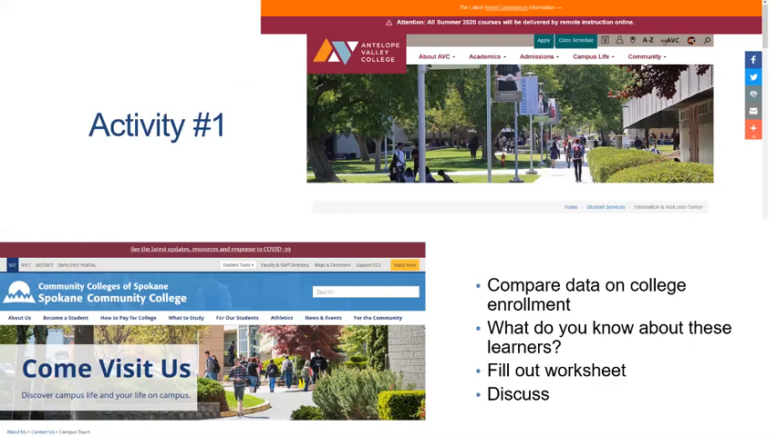I'd like us to take about 3 or 4 minutes and review the information for both these schools. Browse through it and then come back to the activity number 1 worksheet and fill it out with the basic information you've discovered about the students: their age, gender breakdown, racial and ethnic groups, prior education. What are they studying? What are the main certificates or degree programs that most students are pursuing? How many are working while they're in school? And are there any special populations that you can identify?